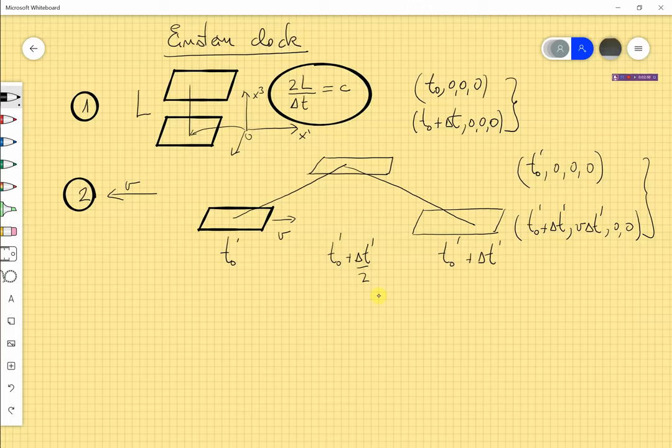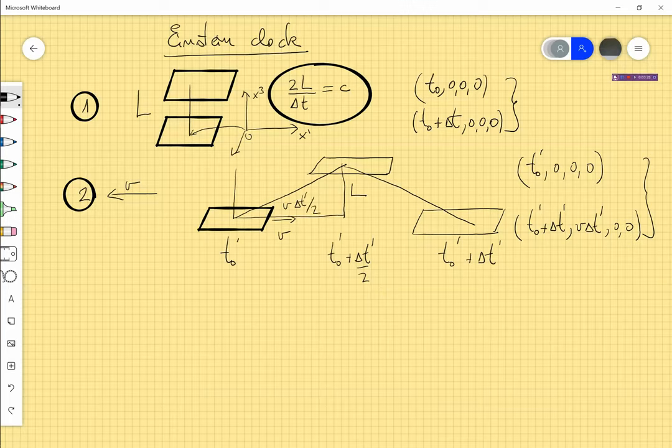the interval delta t prime and the speed of light here is different, because the distance that the light ray covers is different. So it will be twice this distance that we are going to compute using Pythagoras' theorem. We know that this is L, and we know that this is V delta T prime divided by 2.